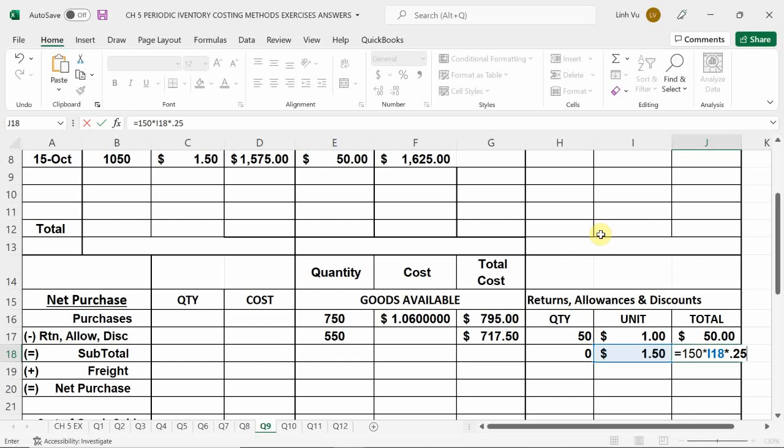So 150 times $1.50, right? And then multiplying that by 25%. I'm getting 150, 25. Doesn't seem right. I got 56. Good. 56.25 is correct. So 150 times $1.50, right? And then we're only taking a quarter of it. Should give you $56.25.